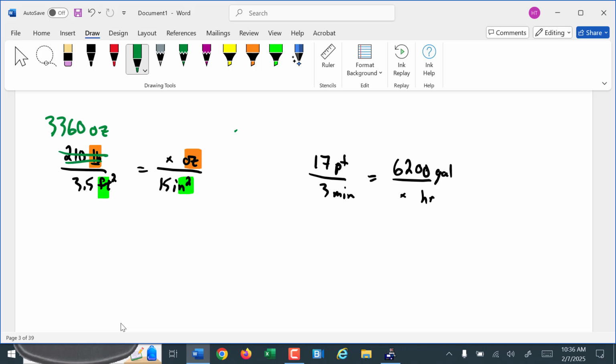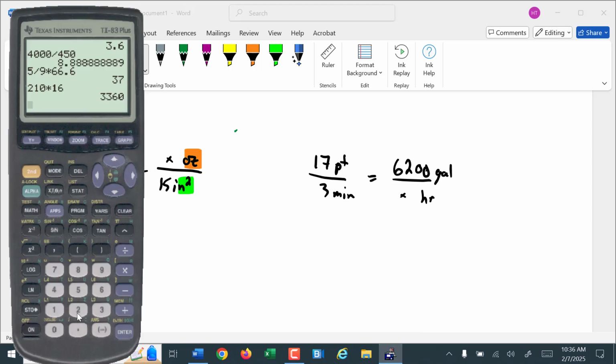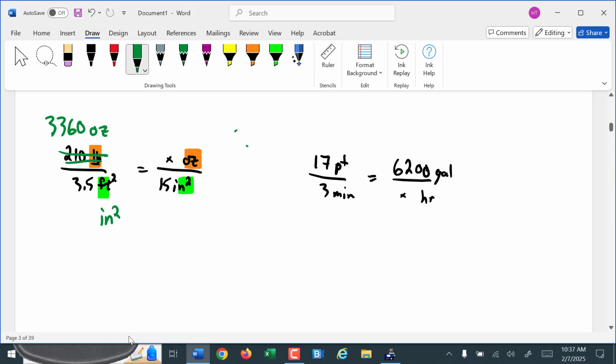And then I'm going to convert my square feet into square inches. Anybody remember how many square inches are in a square foot? 144, good. And again, that's just 12 times 12 or 12 squared. So 3.5 times 144 is 504 square inches.